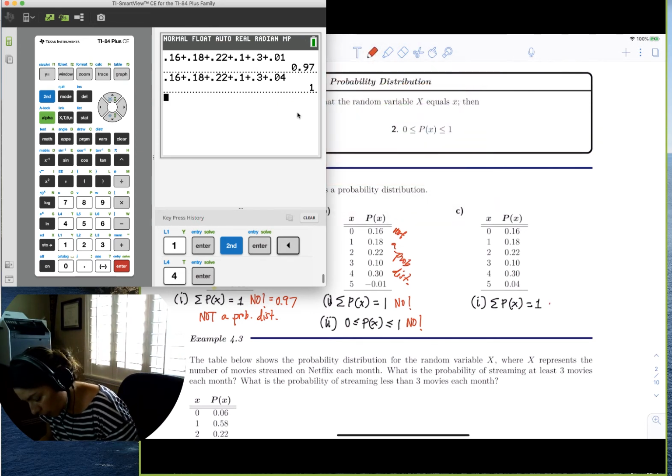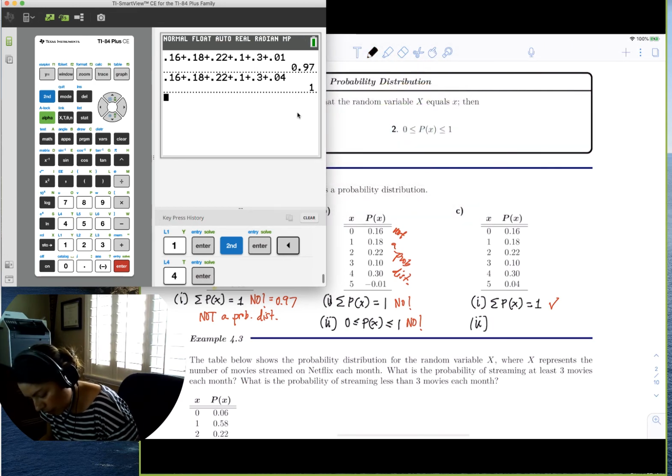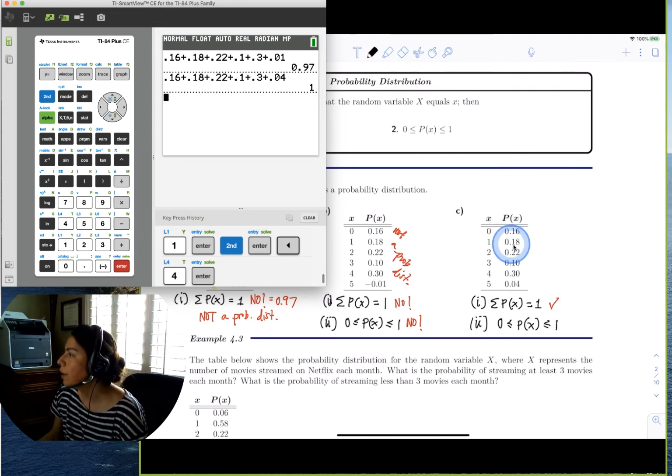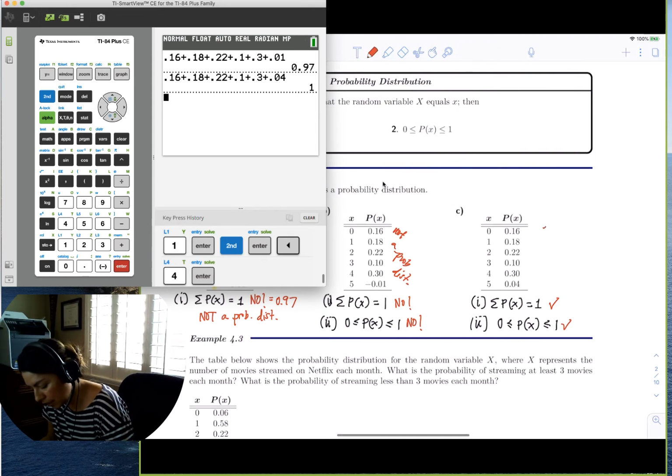So perfect. Excellent. The second one we see are all the probabilities between 0 and 1. And we can see from the table that all of them are between 0 and 1, which is really nice. And we see that it fits the criteria for a probability distribution. And this is a probability distribution.